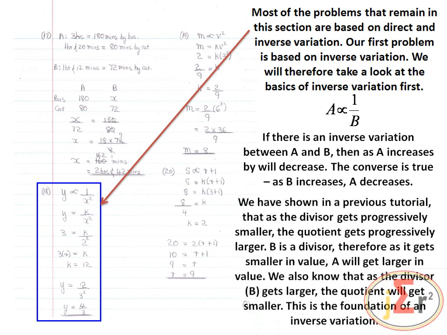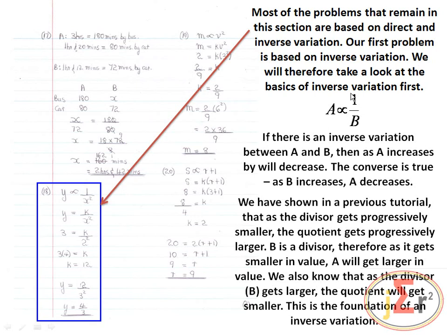We have shown in a previous tutorial that as the divisor gets progressively smaller, the quotient gets progressively larger. B is a divisor, therefore as it gets smaller in value, A will get larger in value. We also know that as the divisor B gets larger, the quotient will get smaller. This is the foundation of an inverse variation. So we have A and 1 over B.